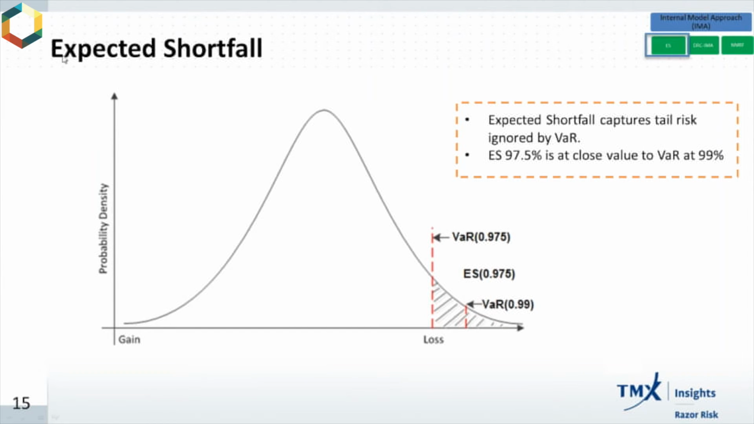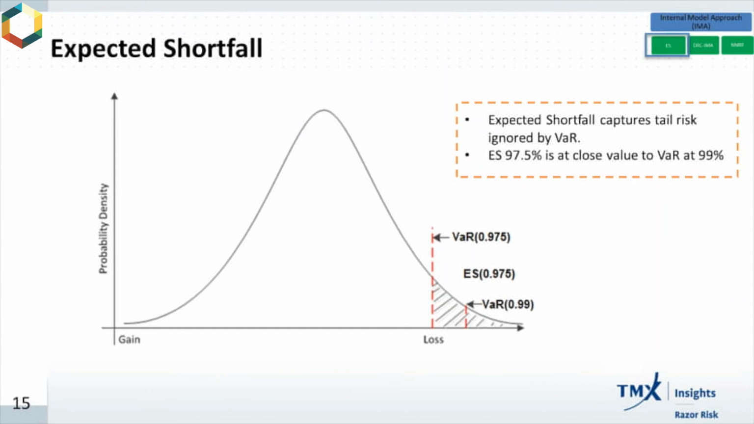So this is the expected shortfall. Expected shortfall is the average of the tail scenarios. So it is to capture the tail risk ignored by VAR. An alternative term for expected shortfall is conditional VAR, average VAR, or expected tail loss. So basically they all mean the same thing. So it is not a new concept.